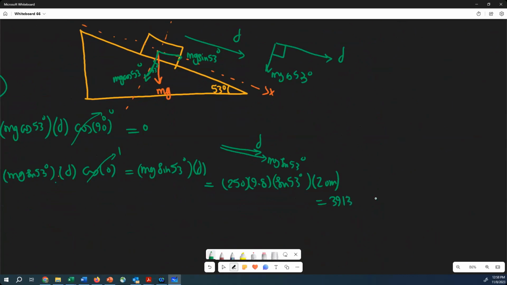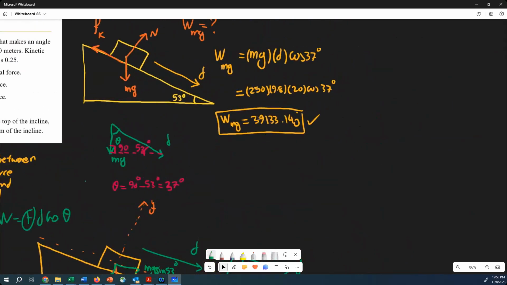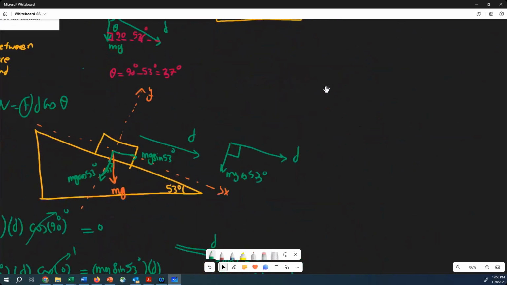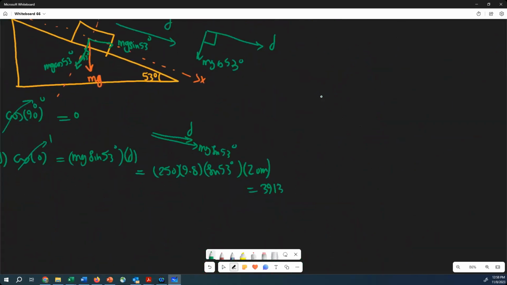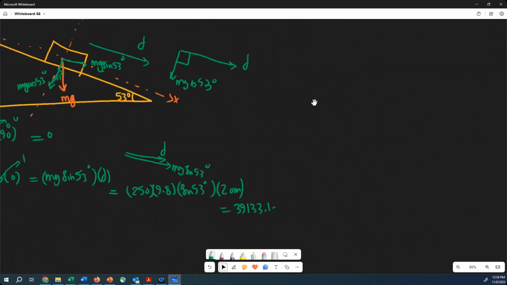39,133.139. So probably you just calculated this wrong. Can you calculate this one more time? 250 times 9.8. Those are the same as each other now. Oh, they are the same? Okay. I put in 2 instead of 20. Okay, yes. You see, we will get the same number.